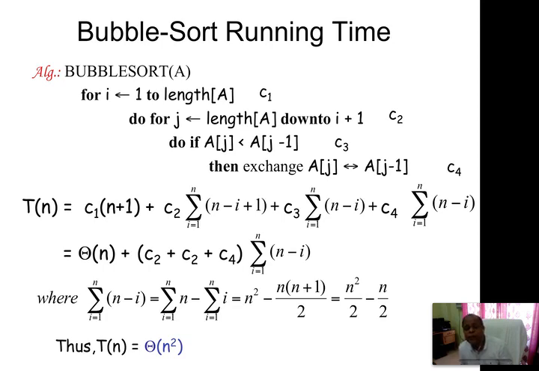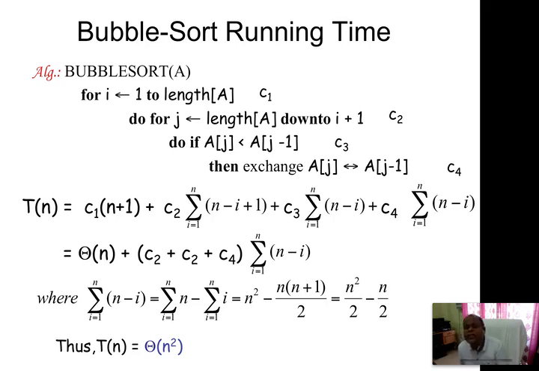Now if you do the summation over n minus I, it will be theta of n, then C2 plus C4 into summation over n minus I, I from 1 to n, and this is nothing but n square by 2 minus n by 2. Hence T(n) will be theta of n square. Hence the bubble sort algorithm will run in order of n square.